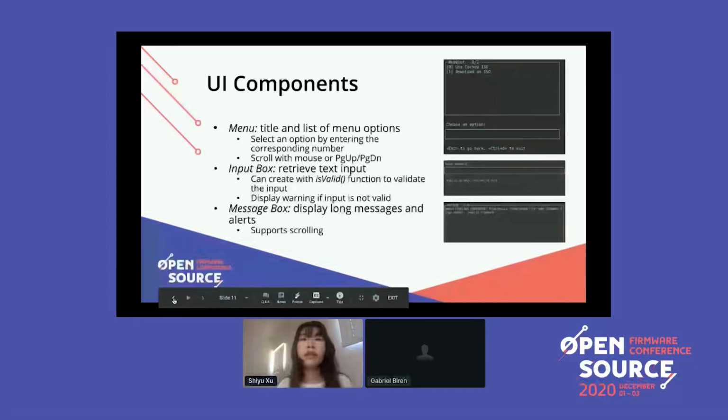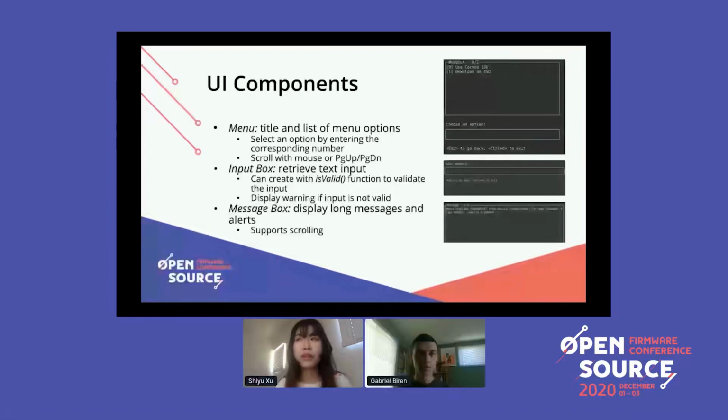So the UI components look like what is shown on the right. The menu consists of the title, the list of options, and the input box to indicate which option you want to choose. Since the option list may be very long and cannot be shown on the screen in one page, you can scroll up and down to see the whole list.